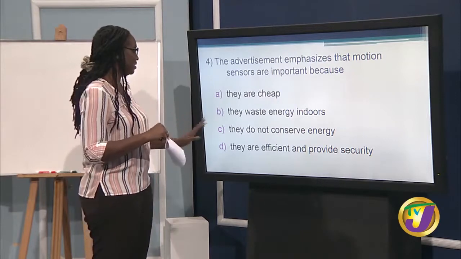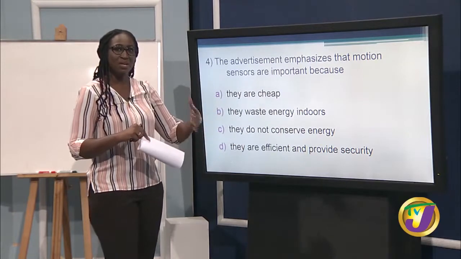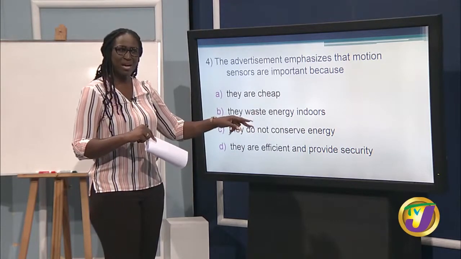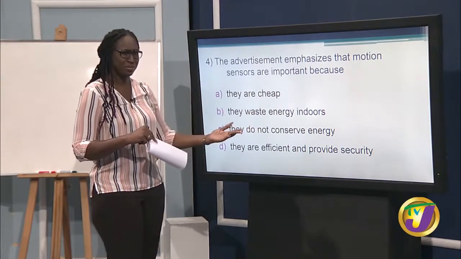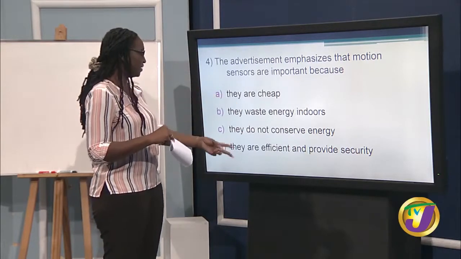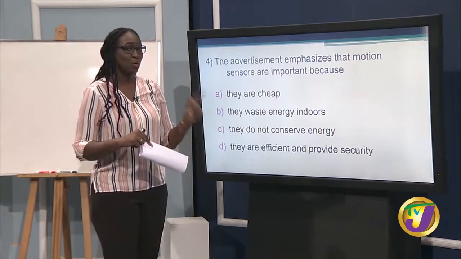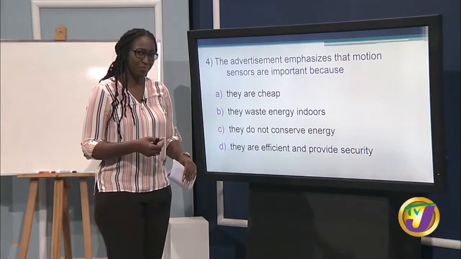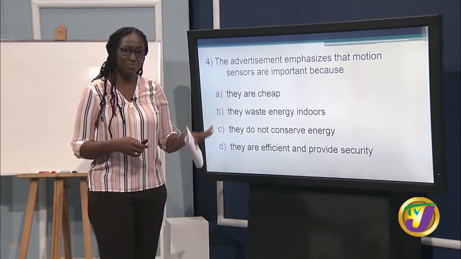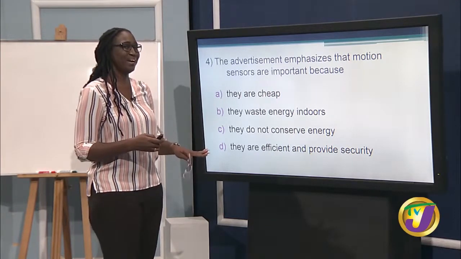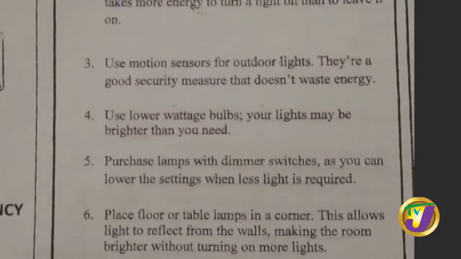So you already can eliminate B and C because they would not be deemed important based on these two, because these would actually show that they are not important. So is it the fact that they are cheap, or is it the fact that they are efficient and provide security? Were you given a cost? Did they tell you it costs less to get them? Or did they tell you that they are efficient and provide security? I know you know this. Yes, you do. And you are correct. They are efficient and provide security. Excellent.